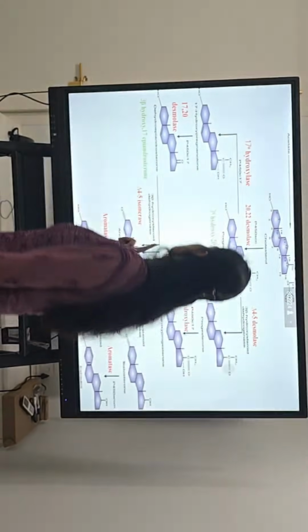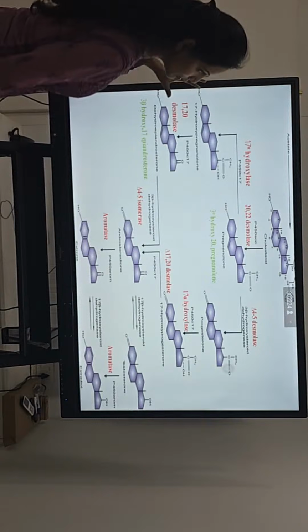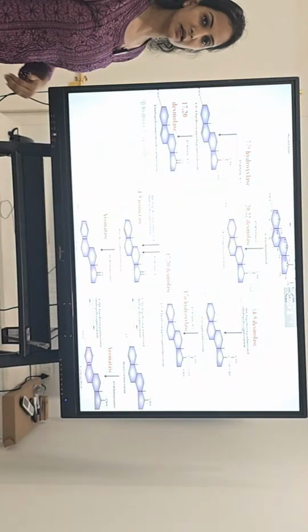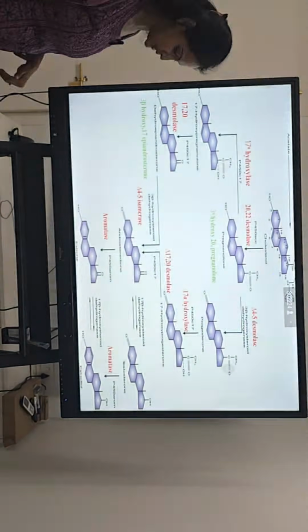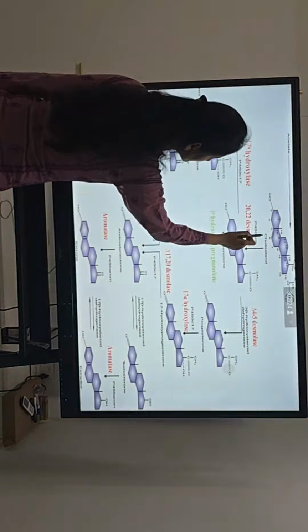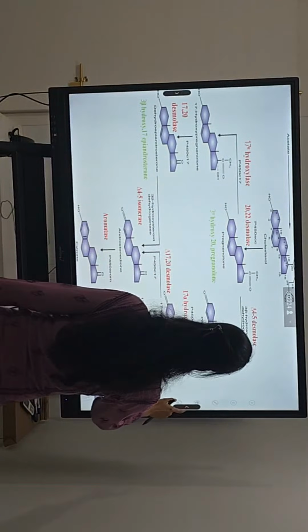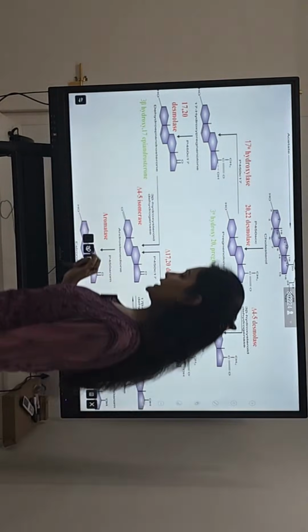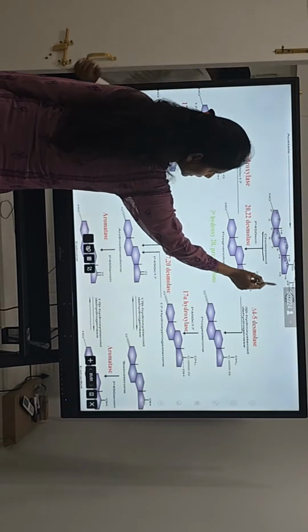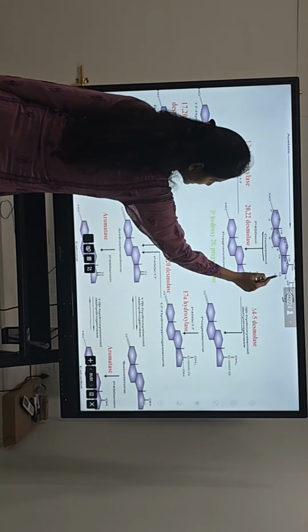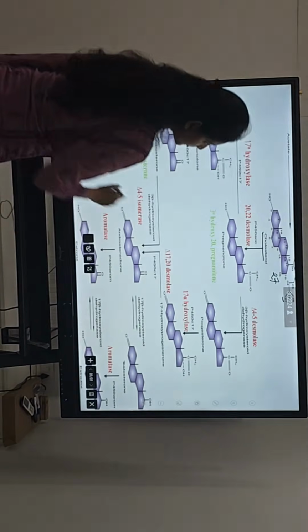Now we will start steroidogenesis. This will occur in the ovary, in the theca cell and in the granulosa cell. So we'll start with the parent compound. What is our parent compound? Cholesterol. Cholesterol is our parent compound, with 27 carbon atoms.